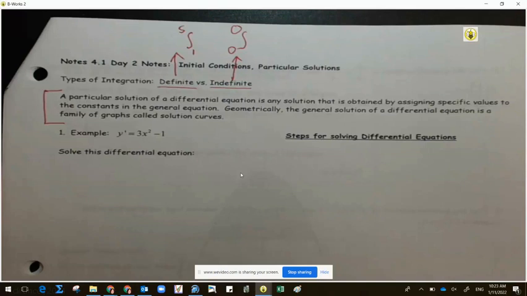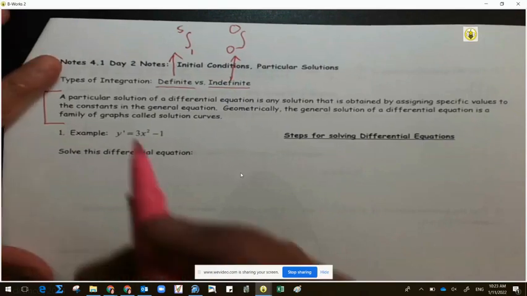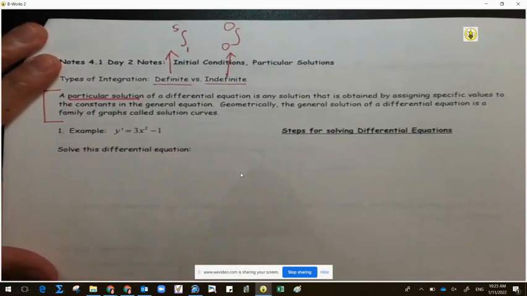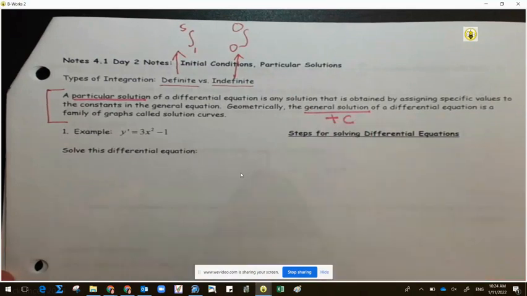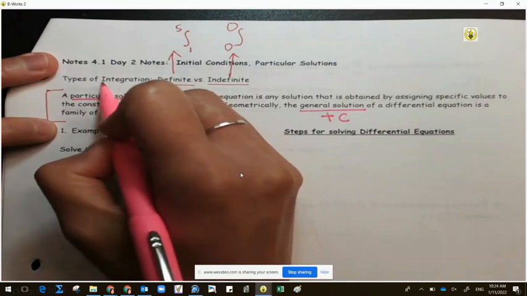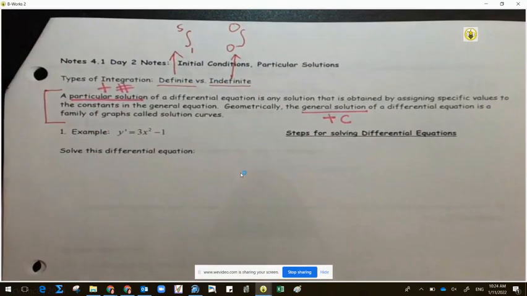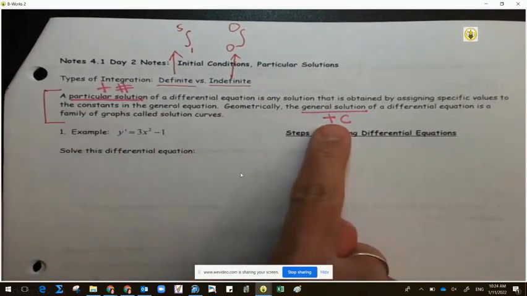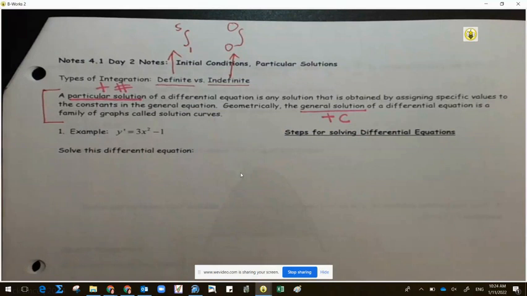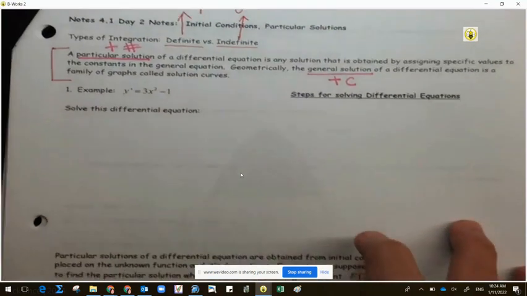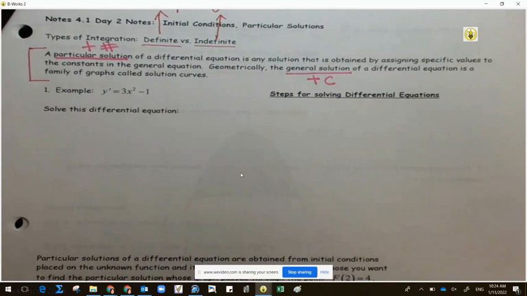And then within the sentence, we have something called a particular solution versus general solution. So for the general solution, that means there's a plus C. For particular solution, I'm going to give you a specific value. It's going to be plus some number, a specific number. So the only difference between the particular and general is going to be that the C is replaced with an actual number. Okay? So let's do an example of the particular or general solution for the first one.